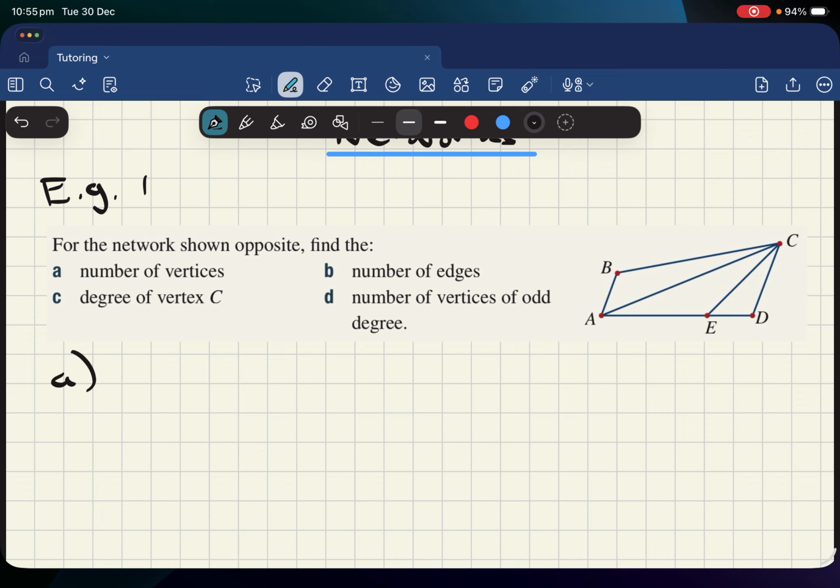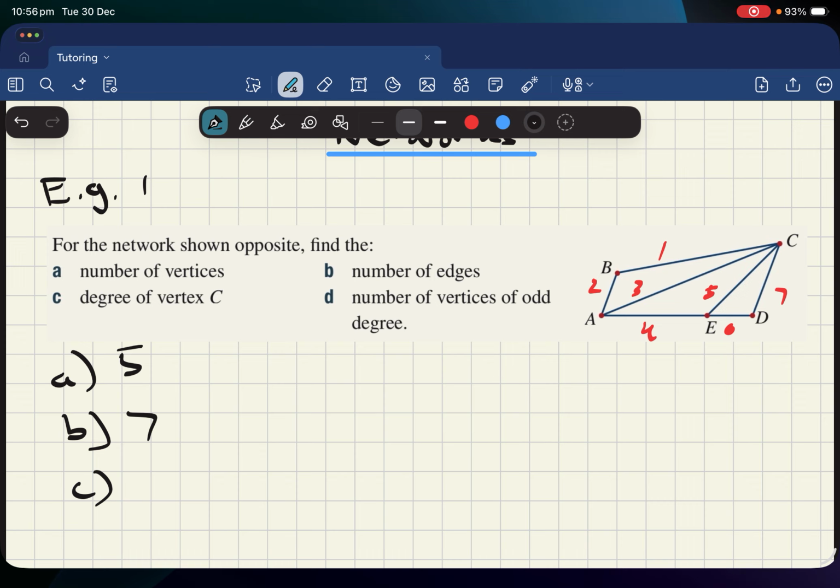Now it's saying find the number of vertices. If you remember our definitions, the vertices of this diagram are just the dots that we can see. So we see A, B, C, D, and E. So there are 5 vertices in this network diagram. In part B, it's saying the number of edges. So we are just counting the lines that connect the different vertices to one another. If we count them, we have 1, 2, 3, 4, 5, 6, and 7. So we have 7 edges on this network diagram.